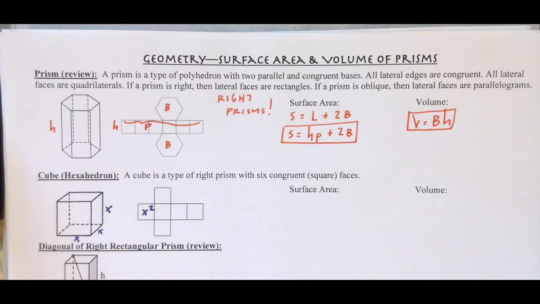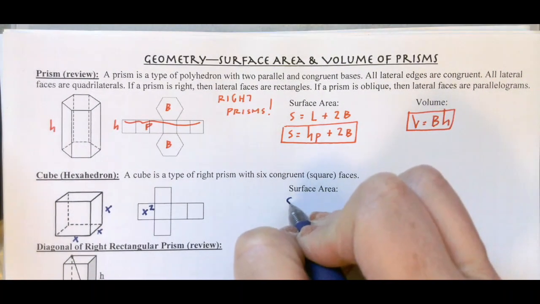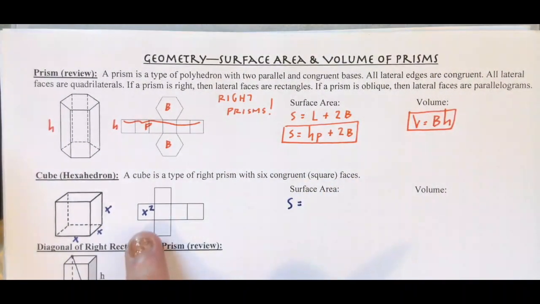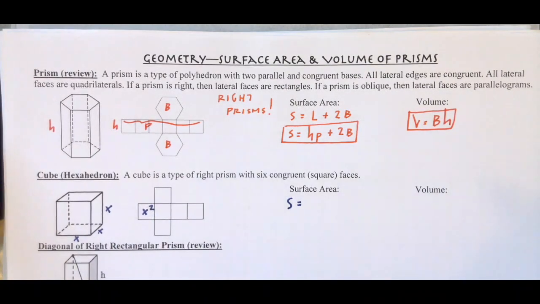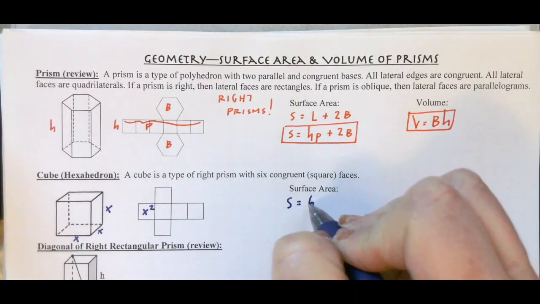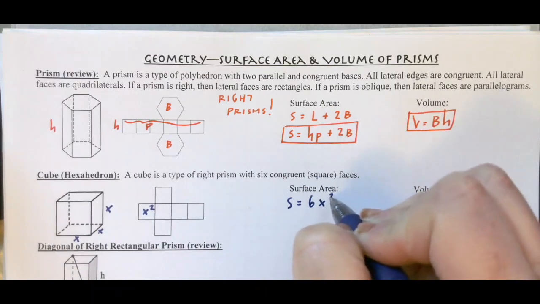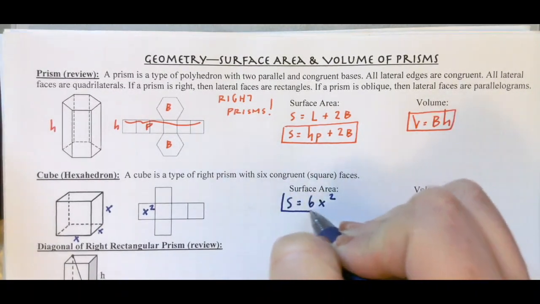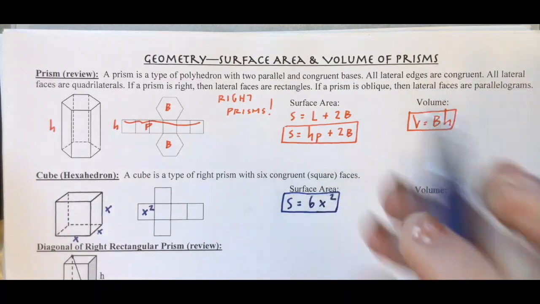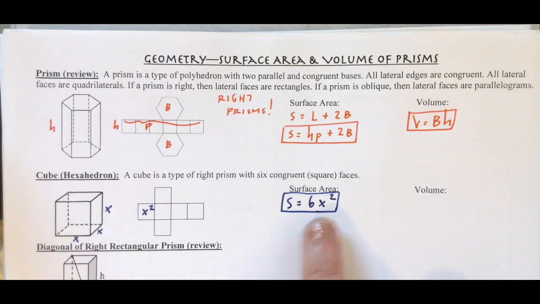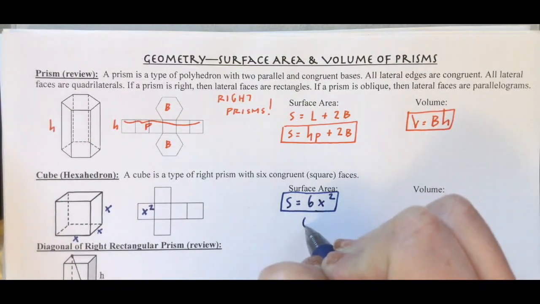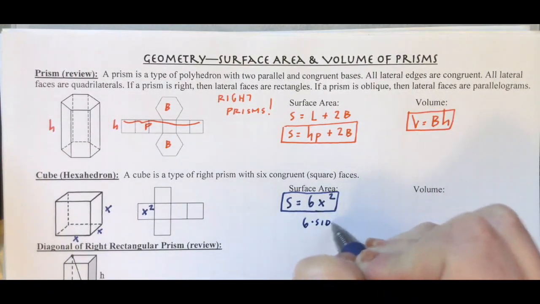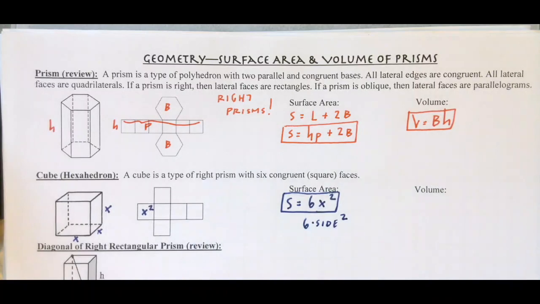So when I think of my surface area, I really have 6 perfect squares. Each one has an area of x to the 2nd power. So I have 6 squares, 6 times x squared. Remember that x right here is just a side length. So really I'm thinking of 6 times a side length squared.